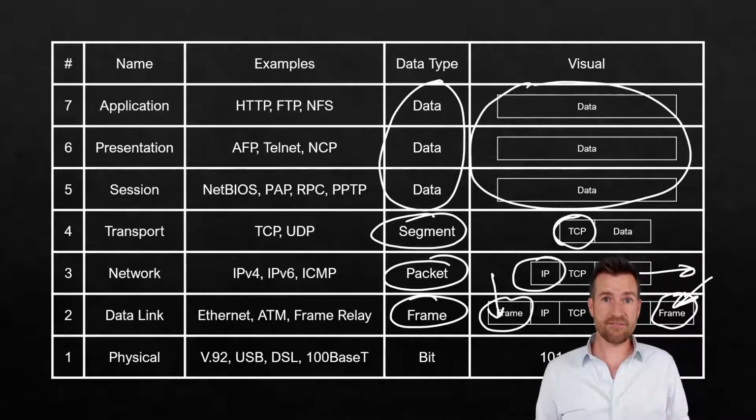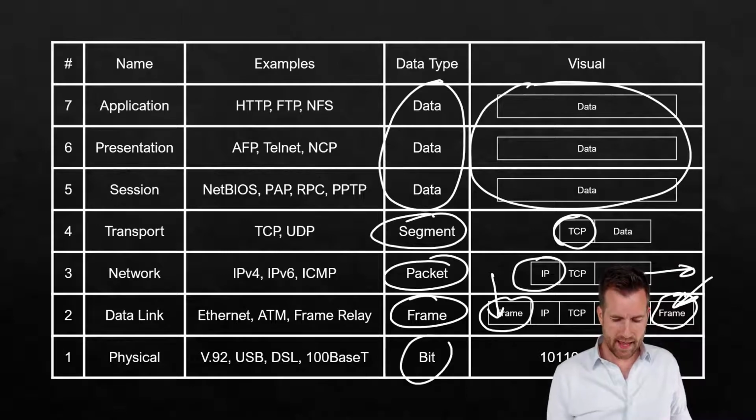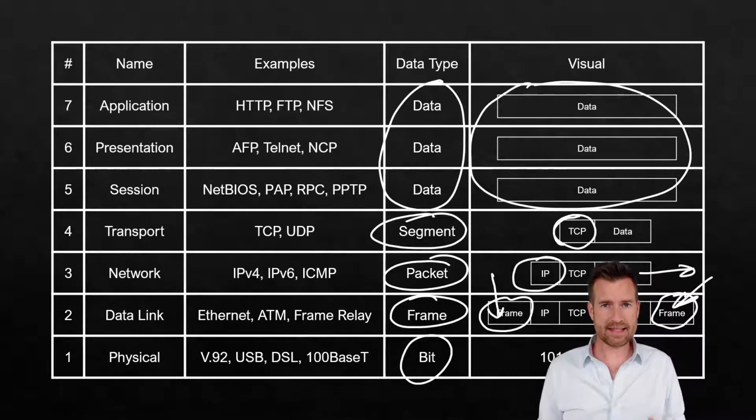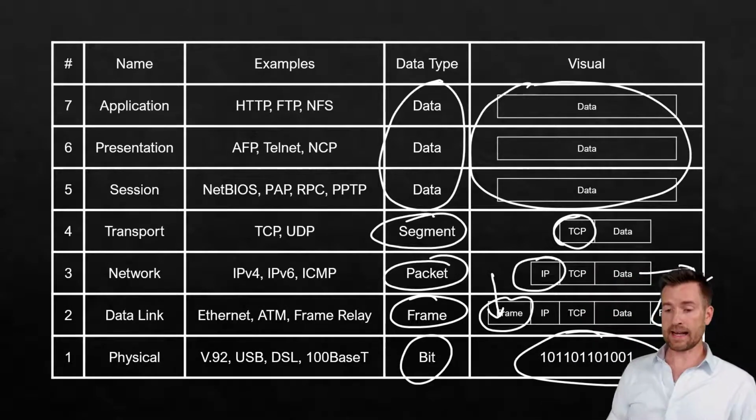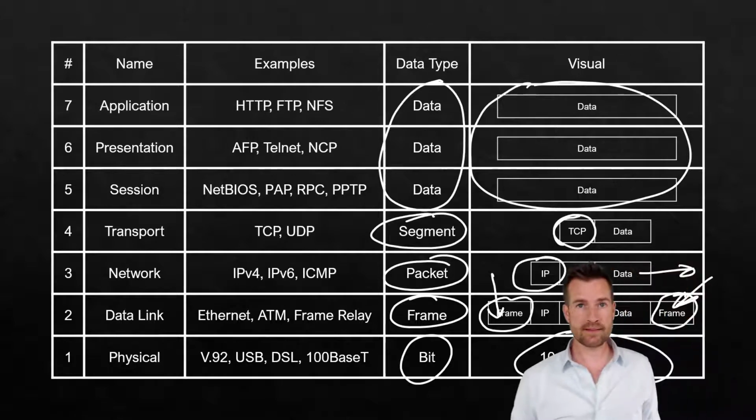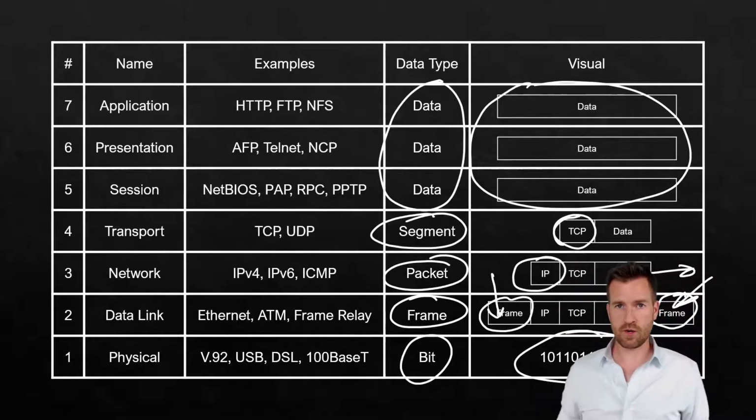So then we have the physical layer, layer 1, and that's the bits. That's the 1s and 0s. That's what we're sending across the line. I'm kind of standing in the way right here, but that is what is getting sent across, those bits, those 1s and 0s, as it goes across the line.